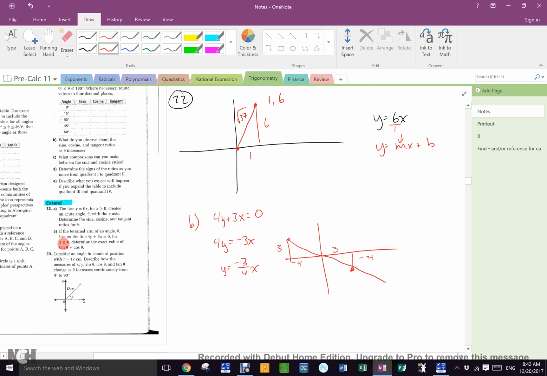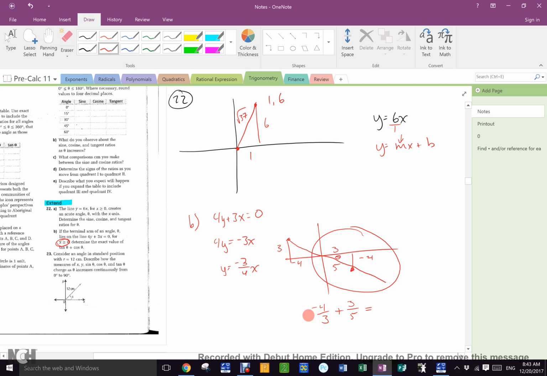Now, the question says x has to be greater than or equal to 0. So which side of these is x greater than 0? Left or right? This one. Has to be that one, because x has to be greater than 0, right? Everyone agree? So this is the side I need. Now I want tan theta plus cos theta. Right? So what's the tan of this angle right here? Negative 3 over 4, correct? What's the cos? What's 3 squared plus 4 squared? 9 plus 16 is 25, right? So this is 5, right? So the cos is what? 4 over 5.